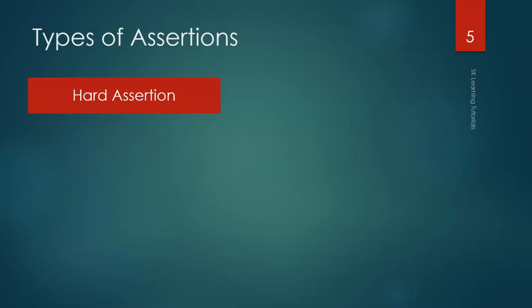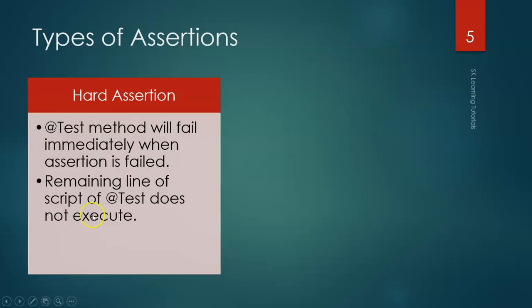In previous videos, we have already written few assertions and they come under hard assertion category. So let's look into the more details about hard assertion. @Test method will fail immediately when assertion is failed. So let's say you have written few assertions in your test case, and at the time of execution, if any of the assertions is failed, then your test case will be marked as failed. Remaining lines of the script of the test case do not execute.